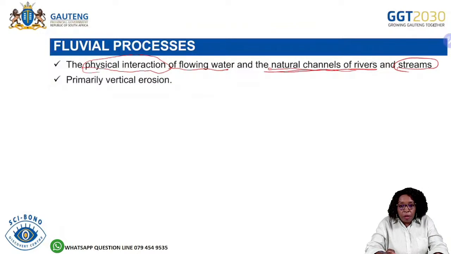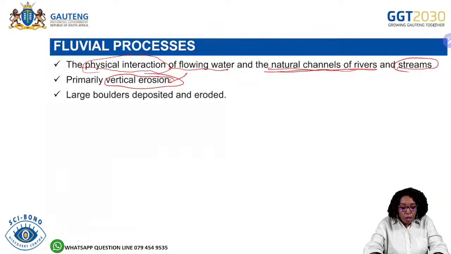So primarily what shapes the channels of the river would be your vertical erosion, that we are also going to look at, how it is responsible as one of the processes that are responsible for shaping our river channel. Okay, and then we also have to note that within the river channels there are large boulders, which is your large rocks that we can find, and these would be deposited, and some of these boulders would be eroded.